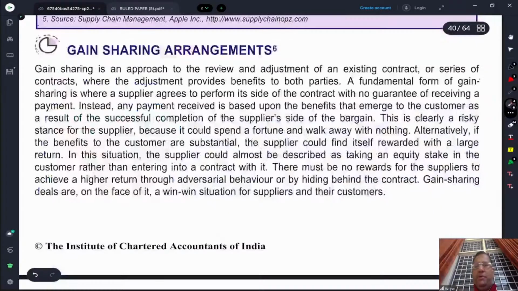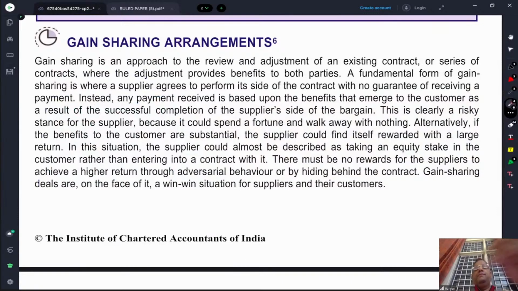I am on page number 40. ठीक है बेटा, चलिए देखिए क्या है. पहले जो अपने को मैटर दिया हुआ है, let's first read out from that and then we will discuss what the interpretation is.